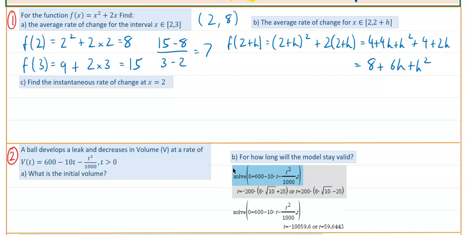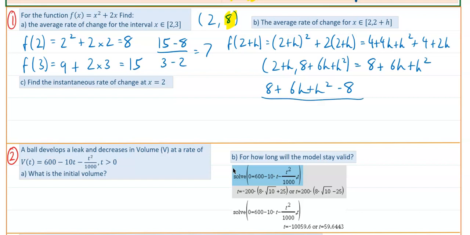And now using our rise over run, so we do have a coordinate here of 2 plus h, and 8 plus 6h plus h squared. So rise over run, 8 plus 6h plus h squared minus 8, so that's our y2 value, or y1 value, however you want to think of it. And then we've got this 2 plus h minus 2. So you can see quite quickly we're getting some cancelling going on. We can factorize out an h from our denominator and our numerator, so that leaves us with the average rate of change will be 6 plus h between 2 and 2 plus h. So that's the first principles stuff, just working that through as best we can.